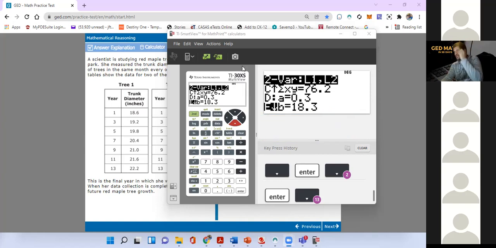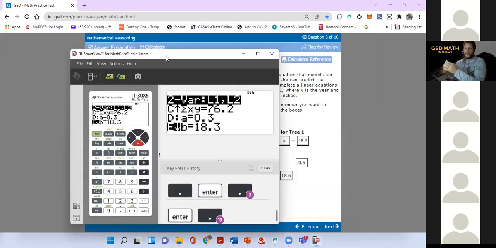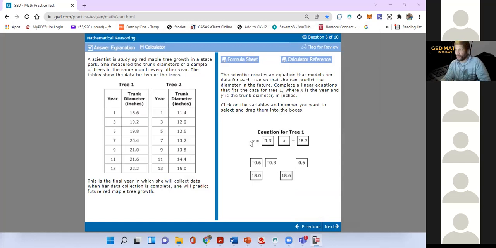So again, those are the types of things. In this class, in GED Math Mondays, I try to identify what I know you're going to see on the exam. Even though they gave you 3 paragraphs of information and 2 tables, all you had to identify first was what's given. What do they want? They want a linear equation. They want the data from tree 1. I'm not looking at tree 2. I'm only looking at tree 1.